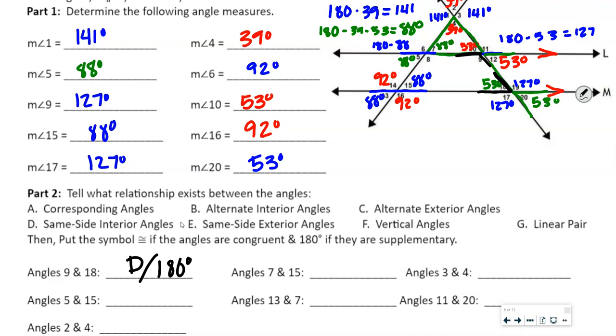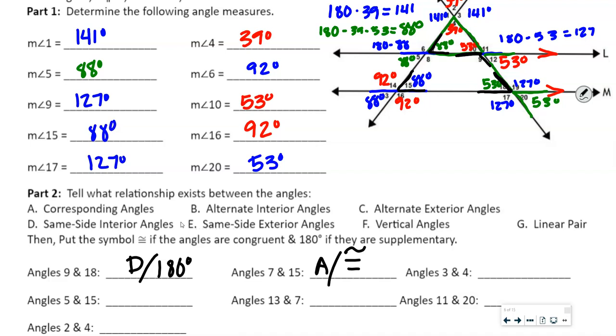So then let's look at 7 and 15. 7 is here, 15 is there. Those are on the same side of the parallel lines and the same side of the transversal. So these are going to be corresponding angles. So that's A. And look, hopefully you can tell they have the same angle, right? So this is going to be congruent. Wow, can't write today. This is congruent, okay?